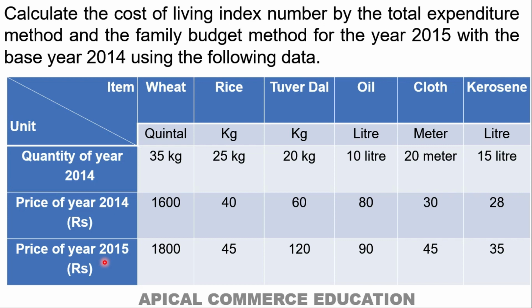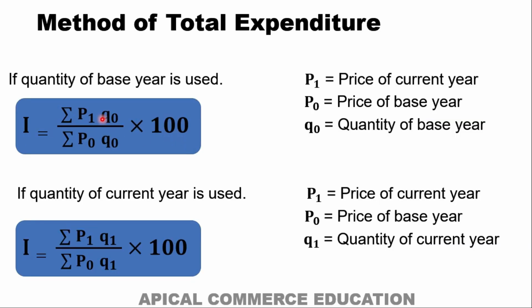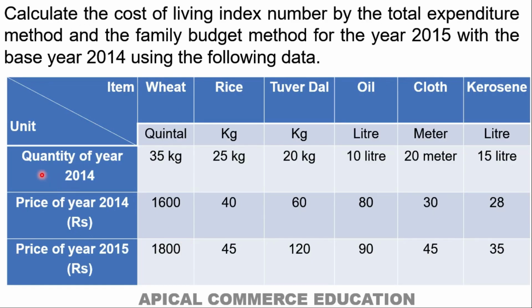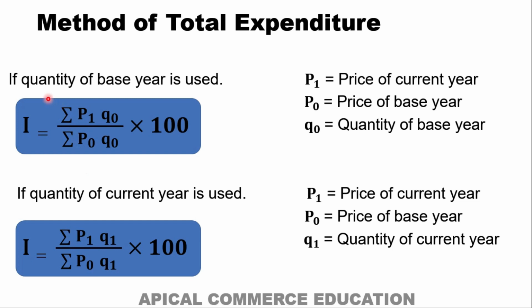Now let's solve this question by using total expenditure method. As you know, there are two formulas in total expenditure method. So now the question arises, which formula should we use to calculate this sum? In the question, they have given us quantity of base year 2014. It means they have given us Q0. And if we go back to our formula, if quantity of the base year is used, then we need to apply this formula. I is equal to sigma P1 Q0 upon sigma P0 Q0 into 100. This is Laspeyres index number. I would request students to go through my previous video which explains in detail Laspeyres, Paasche's, and Fisher's index number in case you have not gone through it.